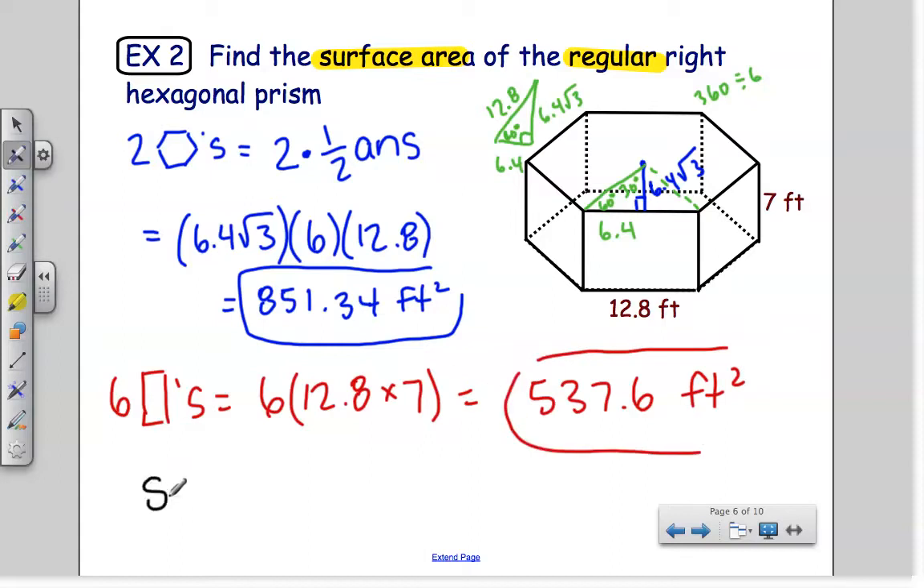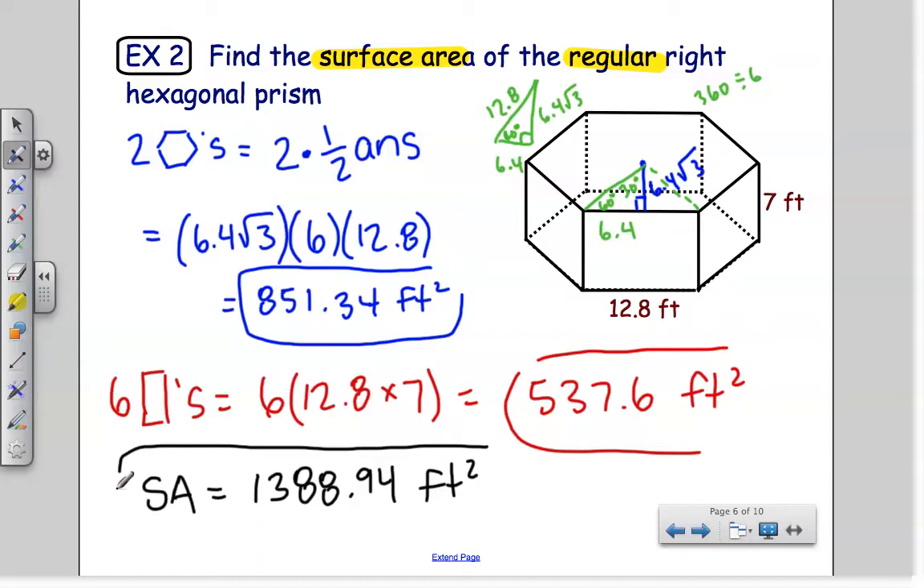What is my total surface area? Now that I've added up every face on this hexagonal prism, both hexagons, and the 6 rectangles, I'm just adding these together. 851.34 and the 537.6, and I get 1,388.94. This is area, and it was units of feet, so feet squared, total surface area. And notice I just did SA for surface area here. Okay, so I added up every single face and added up their areas.